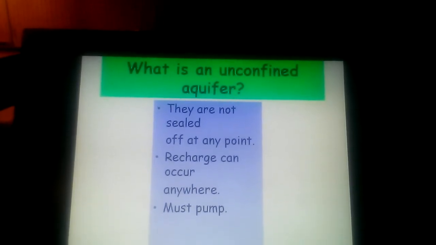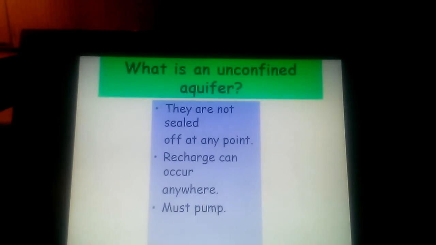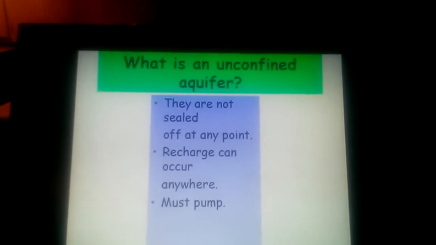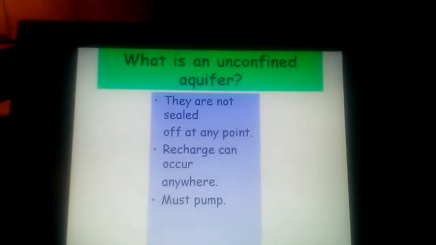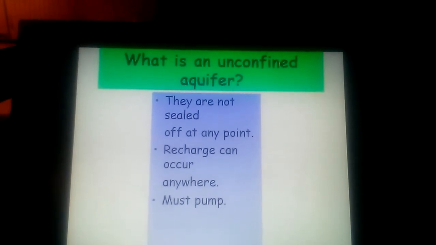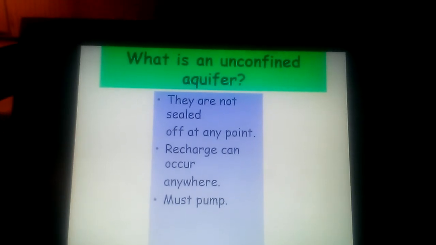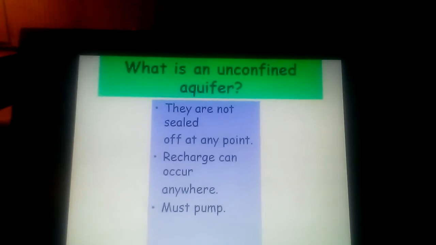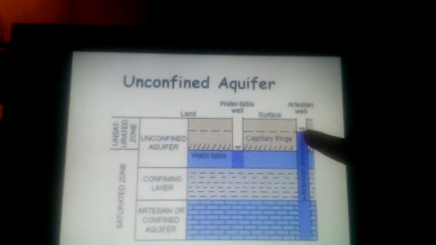Now the two types of aquifers, the first one is unconfined. That means they're not sealed off at any point, so they're open at the top and you have to pump the water out. And recharge, that filling can happen from anywhere, which means if it's on a farm, the cow fertilizers and things that are naturally put there by the cows actually can enter into your water and become part of your groundwater if it's not confined. The opening just goes straight down from the surface. So unconfined aquifer would be here at the top.